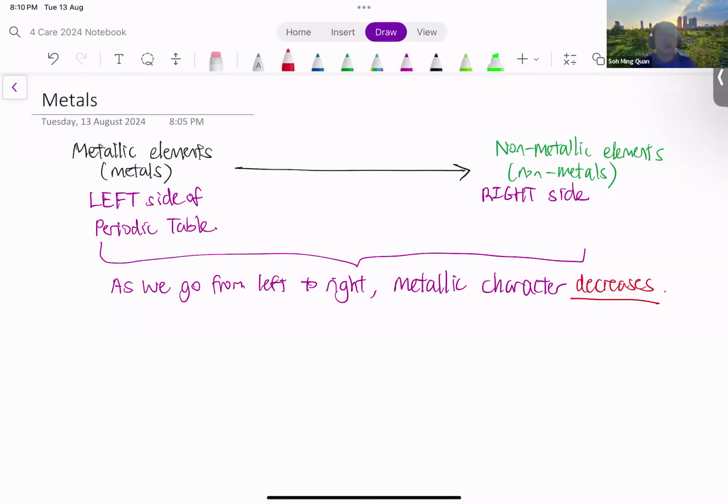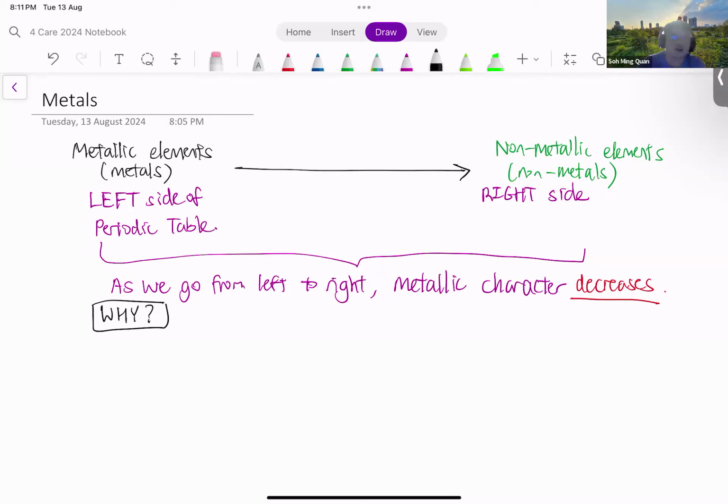Now, up to this stage, I'm sure you have realized this. The question is, how do you explain this? How do we explain that metallic character decreases as we go from left to right across a period? Many students would think, to explain this, I just need to say, oh, metals are on the left, non-metals are on the right. But this is not explaining it. You are just repeating whatever the trend is saying. You are only saying that metals are on the left and non-metals are on the right, which means metallic character decreases. But you're not explaining why.